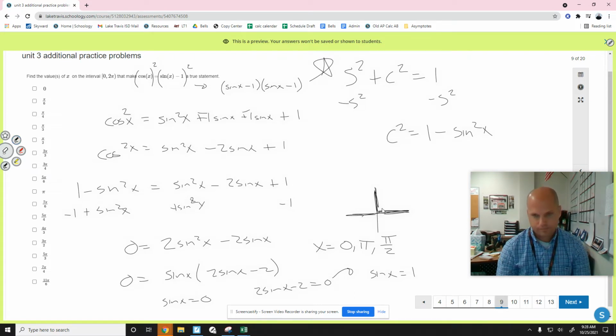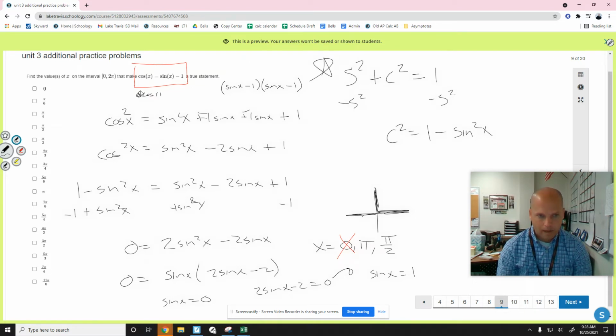But since I squared, one of these might not work. Maybe 2 of them don't work. I have to check. How do you check? You go back to your original equation. You plug in your answers and make sure they work. If I plug in 0, cosine of 0 is 1. The sine of 0 is 0. 1 equals 0 minus 1. Okay, that doesn't work. 0 actually doesn't work. Cos 0 equals sine 0 minus 1. 1 equals negative 1. No, that's what we call an extraneous, a false solution. Let's check pi.